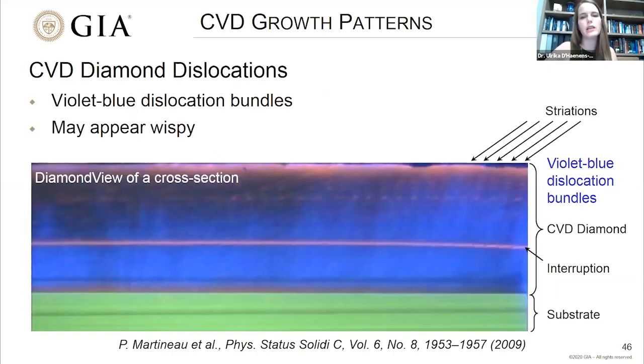So this is a cross-section of a CVD diamond, and we can see at the bottom we have the substrate that is fluorescing green, and then on top of that we have the CVD layer. We have an interruption that is causing a very clear line going through the material, and then these diagonal striations. You can also observe this sort of wispy blue fluorescence pattern, and that is coming from dislocation networks, so small atomic imperfections of the lattice.